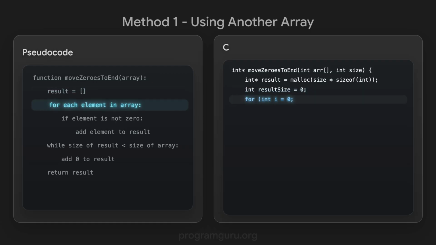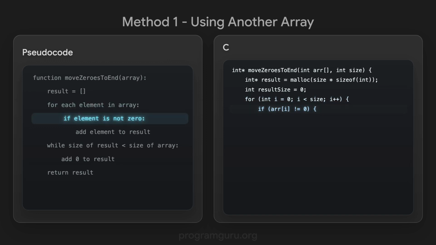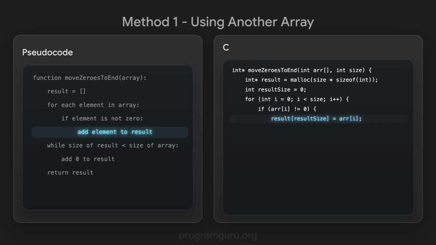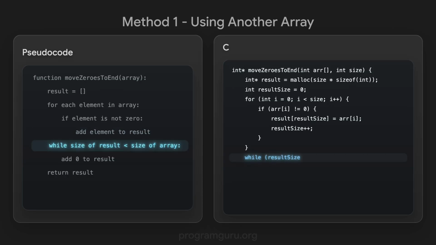Now we write a for loop using index i. Inside the loop, we check if array of i is not 0. If it is not 0, we store array of i at result of size. Then we increase result size by 1. After the for loop, all non-zero elements are added.